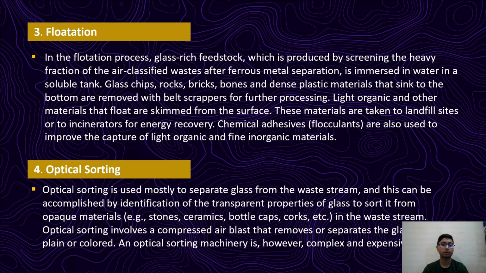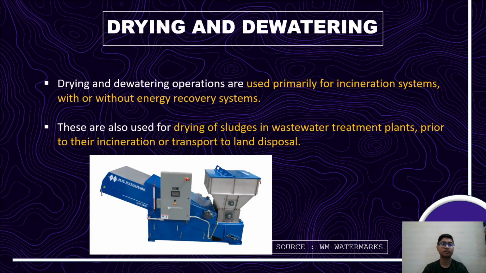Fourth is optical sorting. It is used mostly to separate glass from the waste stream, and this can be accomplished by identification of the transparent properties of glass to sort it from opaque materials. In the waste stream, optical sorting involves a compressed air blast that removes or separates the glasses, plain or colored. An optical sorting machinery is, however, complex and expensive.